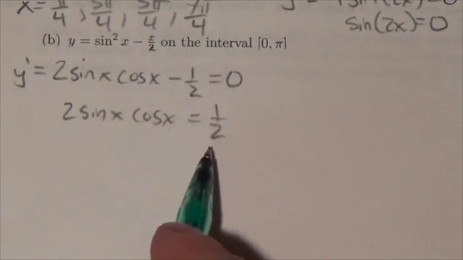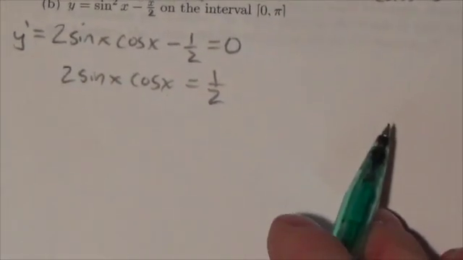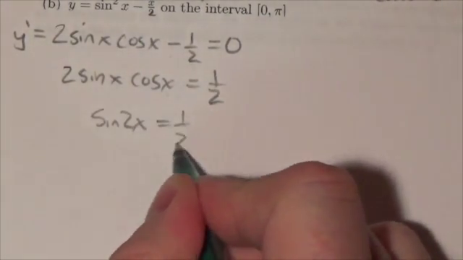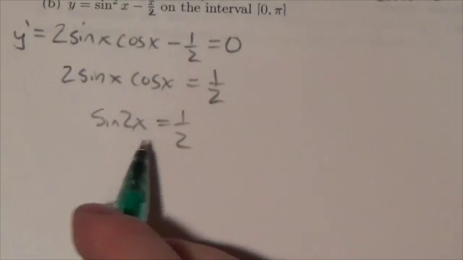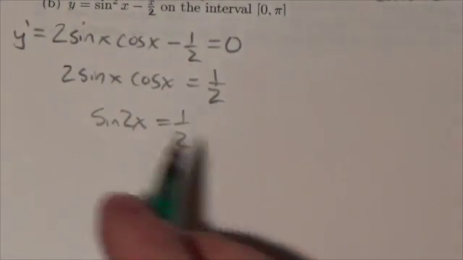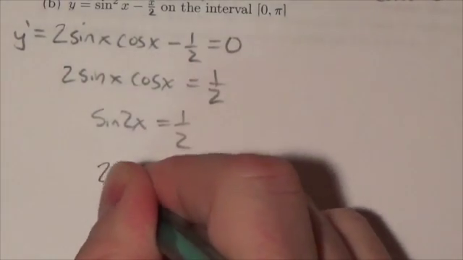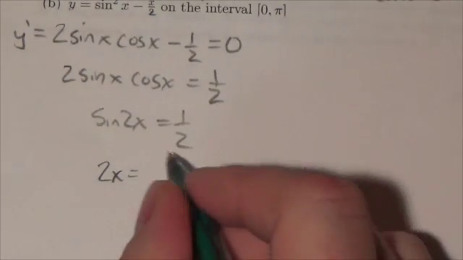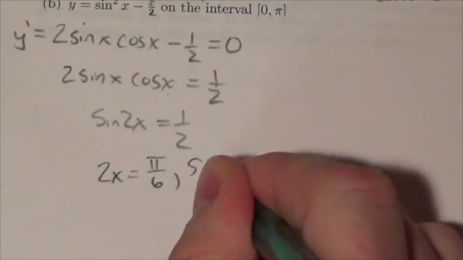Now we might be tempted to divide by 2, but if you notice right away that this is an identity, this is actually a far easier question. This is equivalent to sine of 2x is equal to 1/2. That simplifies this question quite a bit, because now I'm not fighting with two different trig functions. Now I've only got the one. Sine is going to equal 1/2 as long as 2x is equal to, remember, this is in quadrants 1 and 2, pi over 6 or 5 pi over 6.